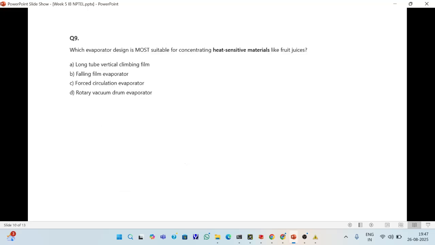Moving on to the next question. Which evaporation design is most suitable for concentrating heat sensitive materials like fruit juices? Long tube vertical climbing film, falling film evaporator, forced circulation evaporator, rotary vacuum drum evaporator.